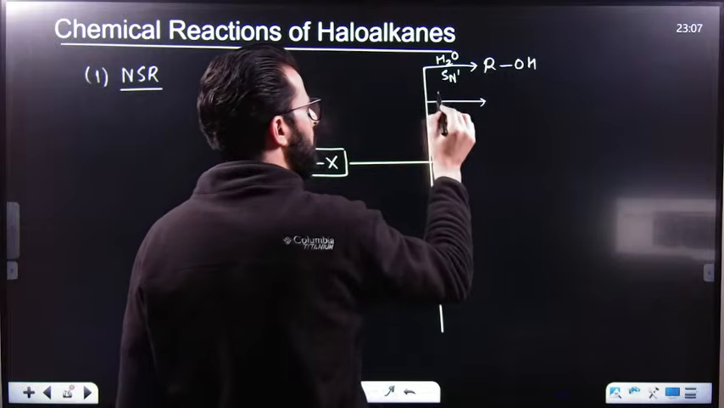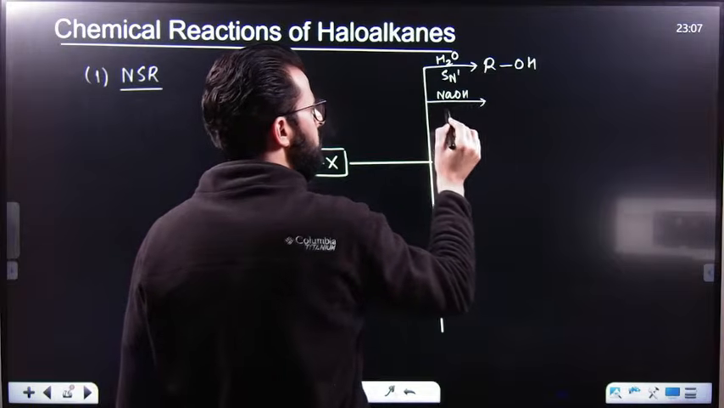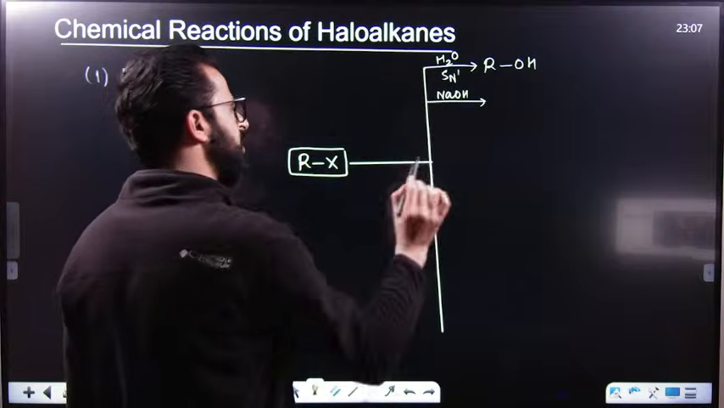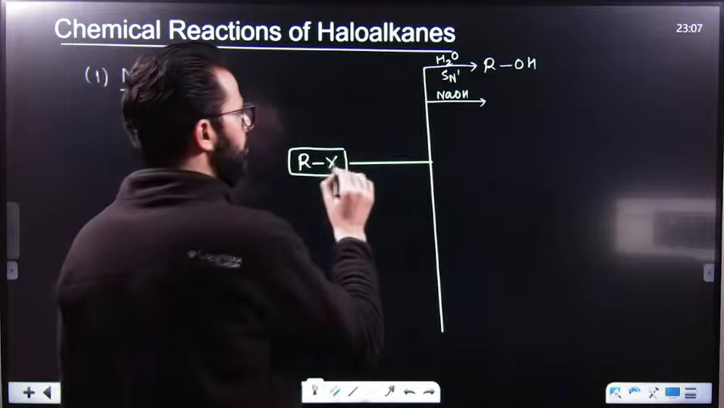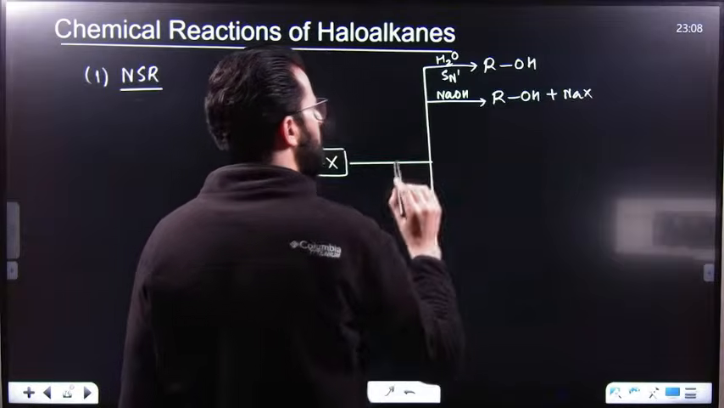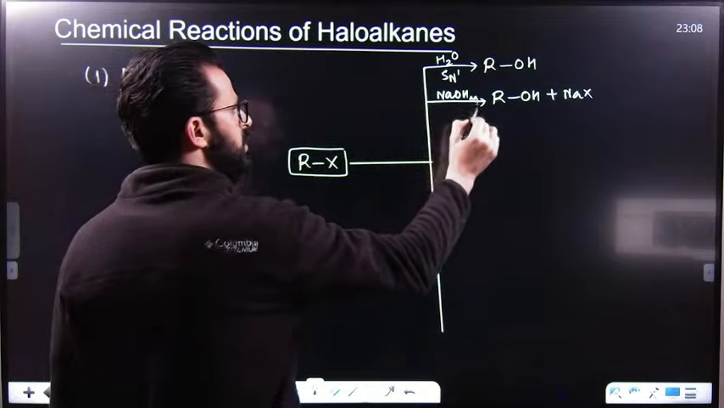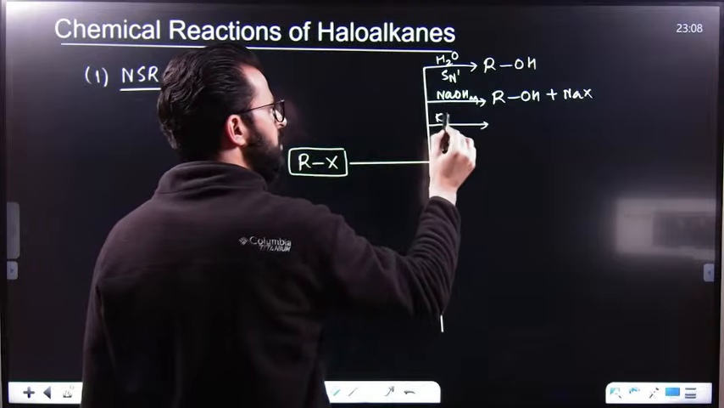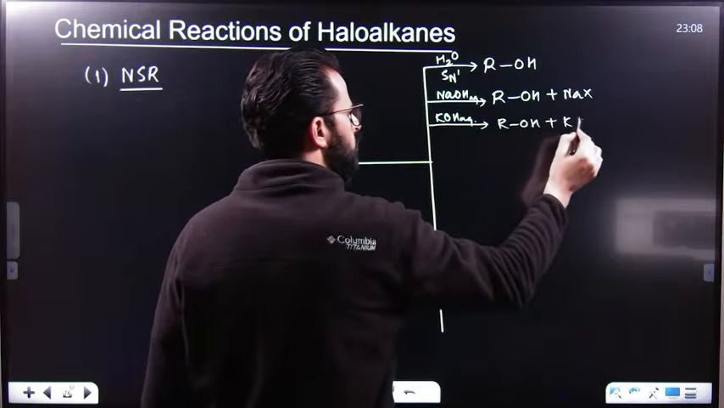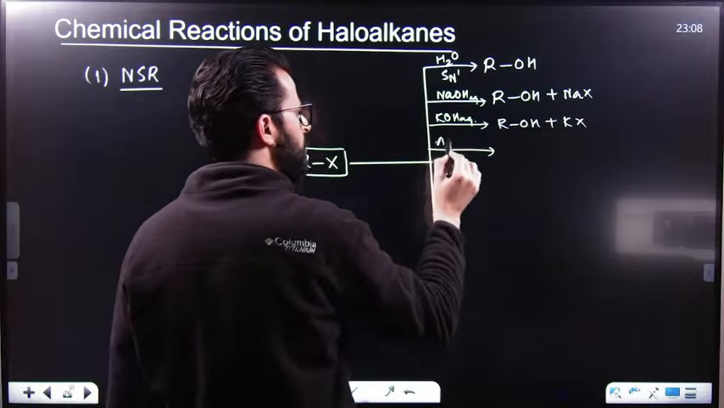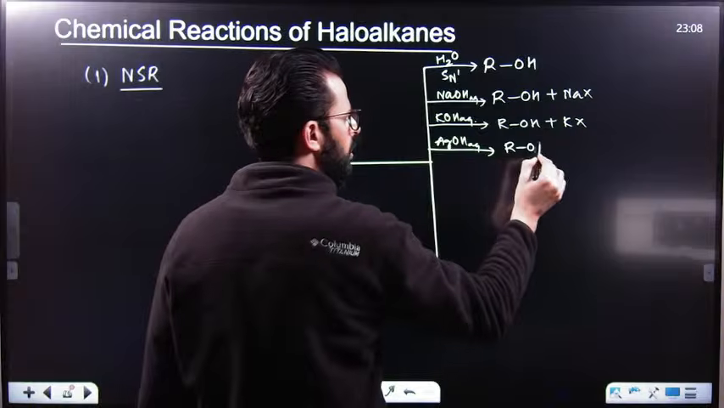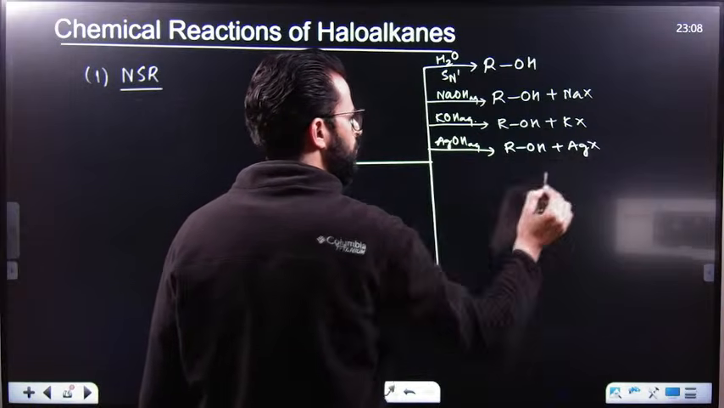Similarly, if you use NaOH, I will not write SN2 each time. The reaction which is SN1, I will write SN1; other reactions will be SN2. So here it will be simply ROH plus NaX. This is aqueous NaOH, Na positive, OH minus. After that, if I write aqueous KOH, once again an SN2 reaction, and the product will be ROH plus KX. If I write AgOH, moist silver oxide or silver hydroxide, once again it will be ROH plus AgX. So these reactions are SN2 reactions.